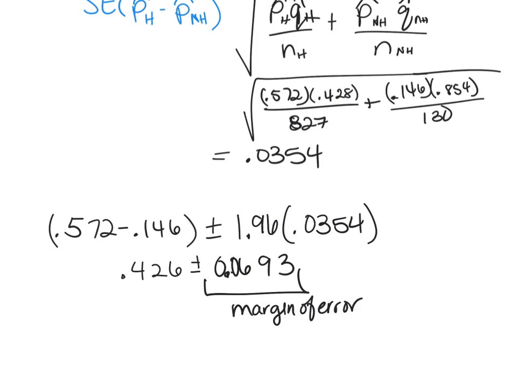You're going to add and subtract it to the proportion. So plus and minus from 0.426, I get 0.495 and 0.3566. So that's our confidence interval.